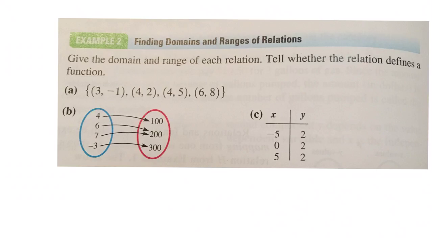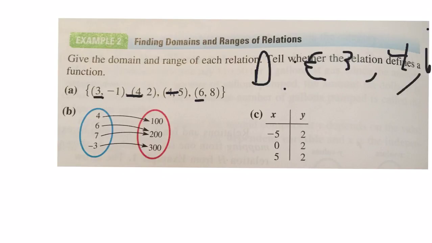Now for this example, it says give the domain and range of each relation. Tell whether the relation defines a function. So for part A, the domain would be the set of numbers. The first numbers should be 3, 4, 4, and 6. So you do a squiggly bracket, 3, 4, and 6. You only have to write the 4 once.